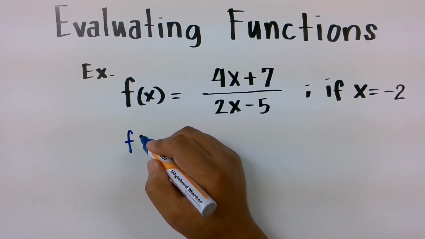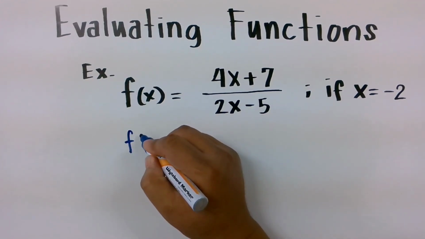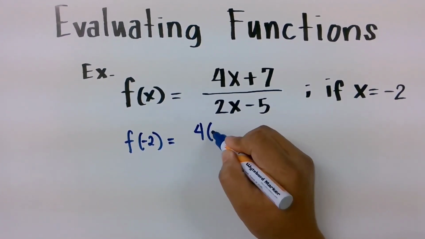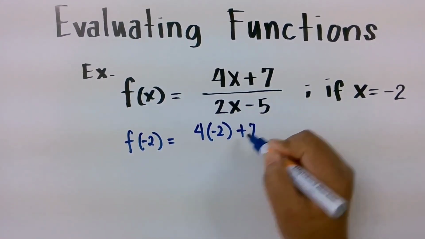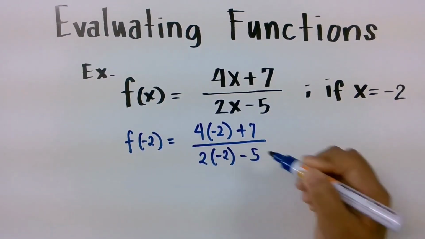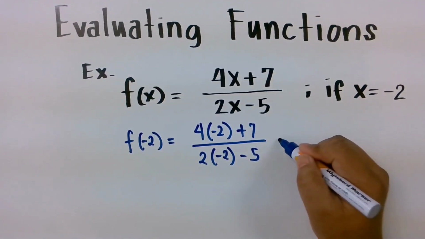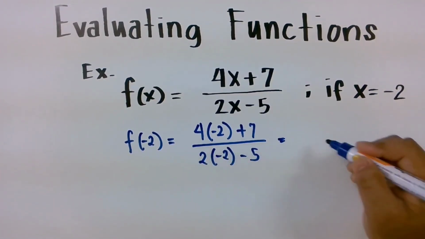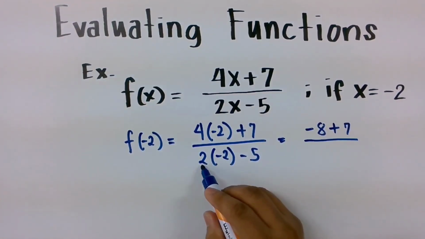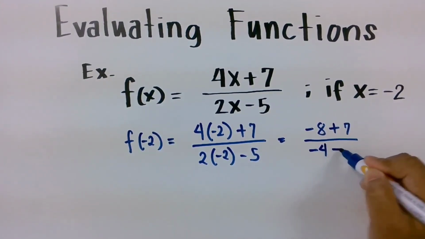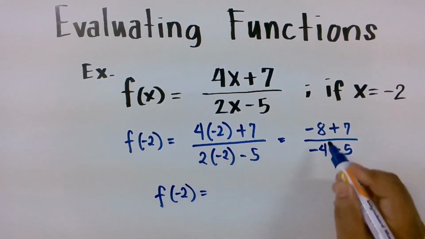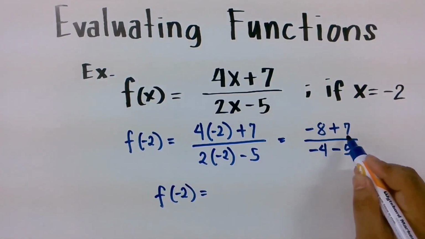So f of negative 2 equals, okay, so 4 times negative 2 plus 7 all over 2 times negative 2 minus 5. Okay, so simplify natin. 4 times negative 2 is negative 8 plus 7 all over 2 times negative 2 is negative 4 minus 5. Okay, so f of negative 2 equals, since unlike sign, so we will subtract and get the sign of the larger number.